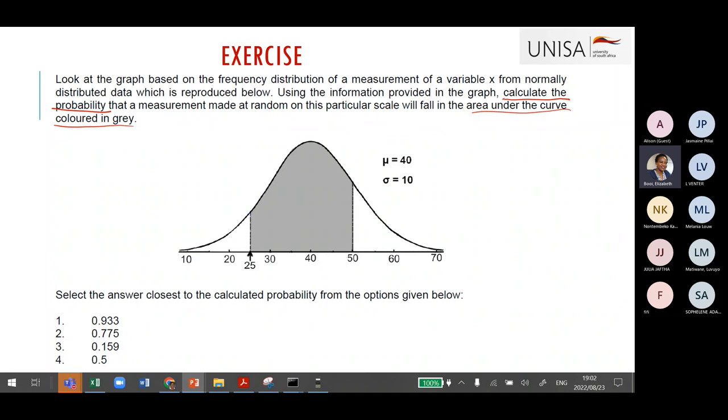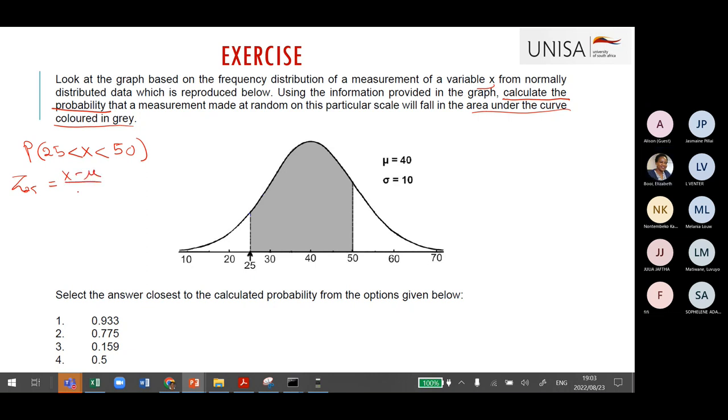With that area underneath the curve, they highlighted certain things. One of them is 25. So it means we need to find the probability that our X variable lies between 25, which is the smallest value on this side, and on the other side, the graph ends at 50. So it lies between 25 and 50.